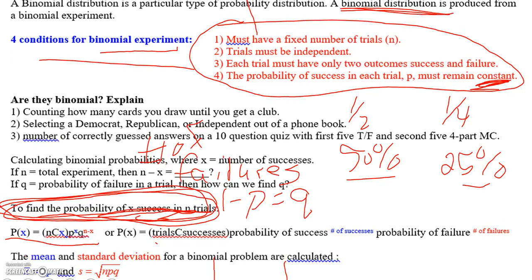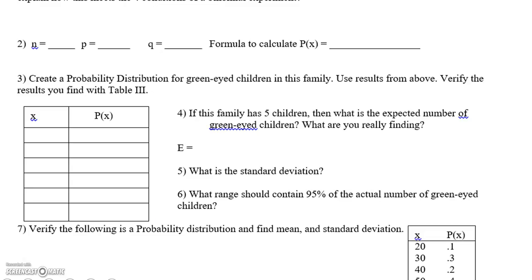Okay, I figured out how to fix my screen. So this is the formula to set up the probability distribution. And then this is the formula to find the mean. This is the formula to find the standard deviation.